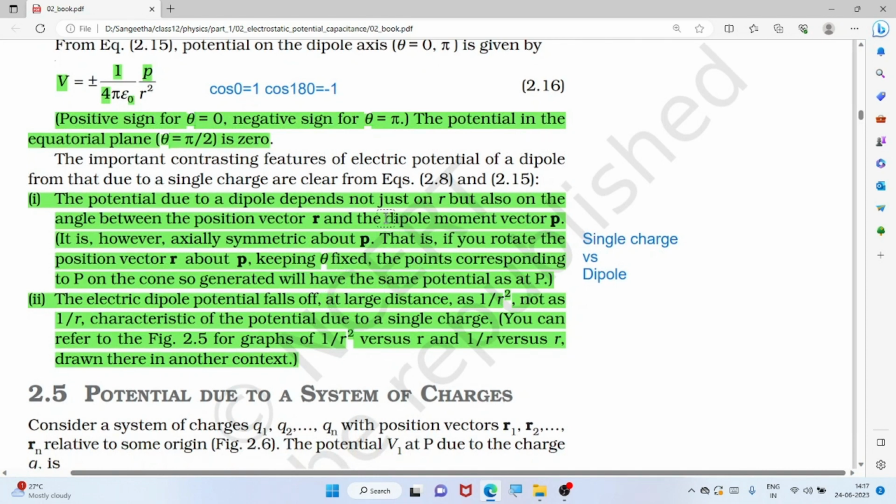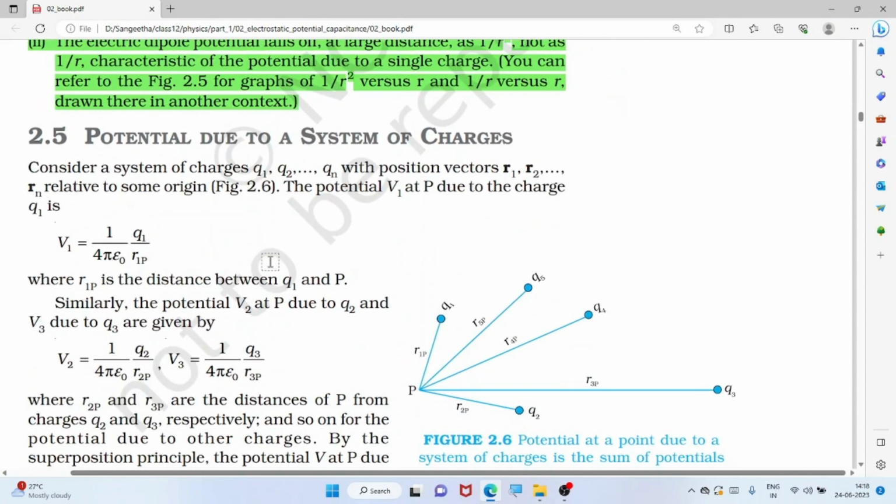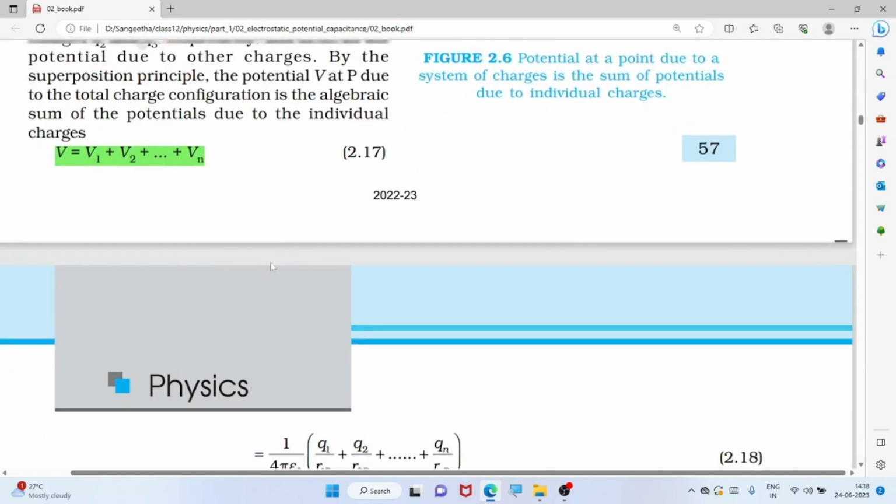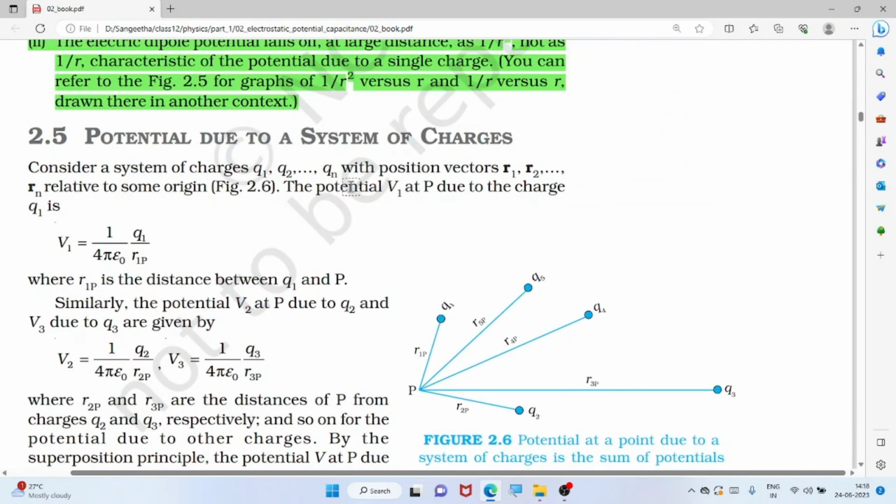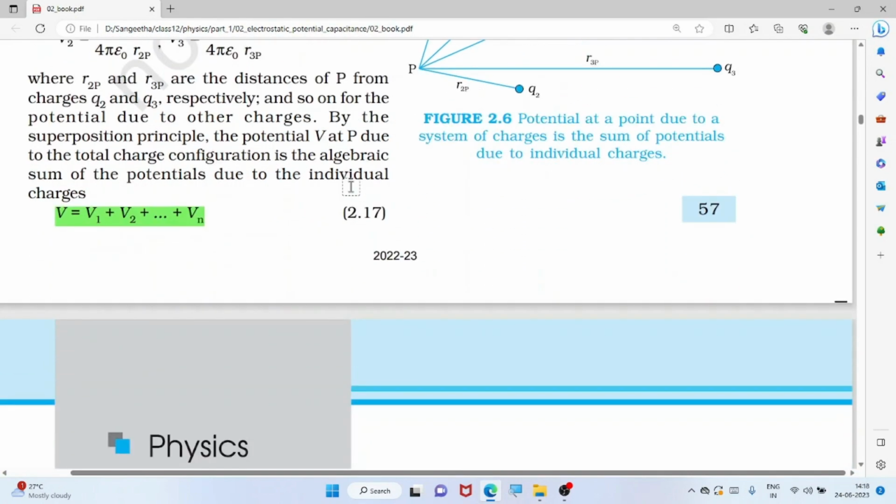So here they are comparing a single charge versus a dipole: how the potential due to a dipole varies, how the electric dipole potential falls off with the distance. Potential due to this system of charges.